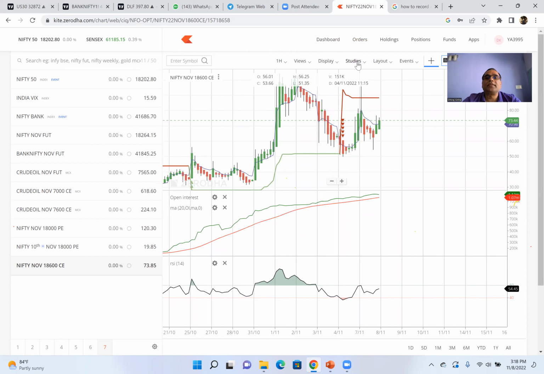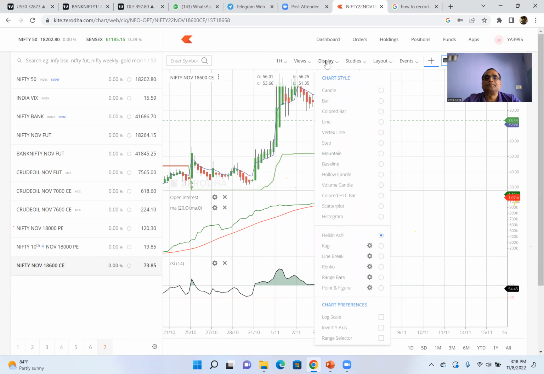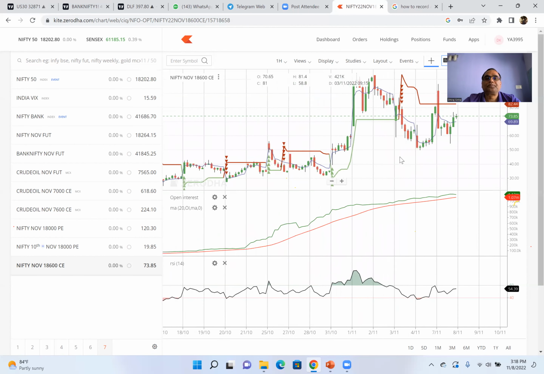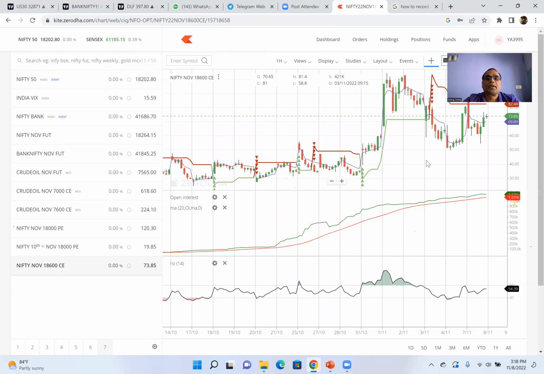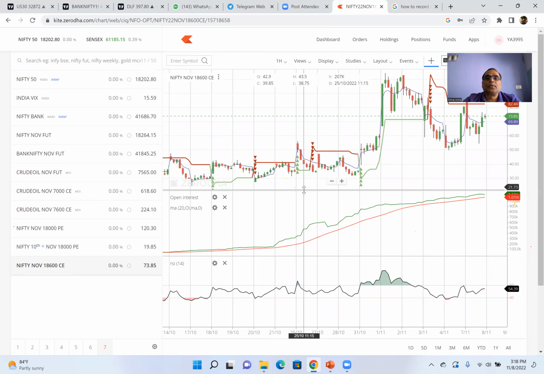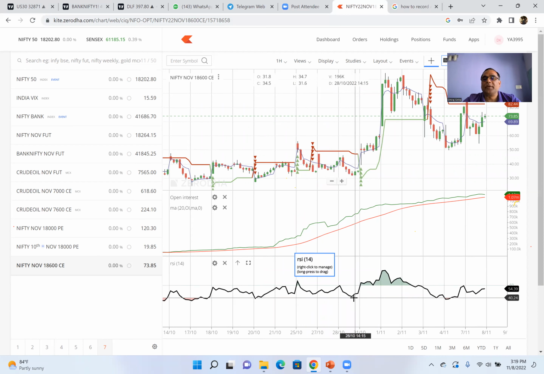If I just change the candle, just 1 second. Let me first look at the normal candle, then I'll go to Heiken Ashi. Right. So there are times when on 1 hour it has turned bearish, but you see the RSI condition was not being met. RSI has to be less than 40.